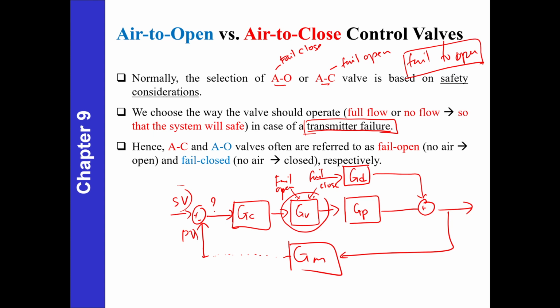Fail open, fail close, so it depends on the situation. For example, if you have hot steam flowing through this control valve, when a transmitter failure happens, is it safe to close or safe to open? So we go straight to the example, example 9.1.